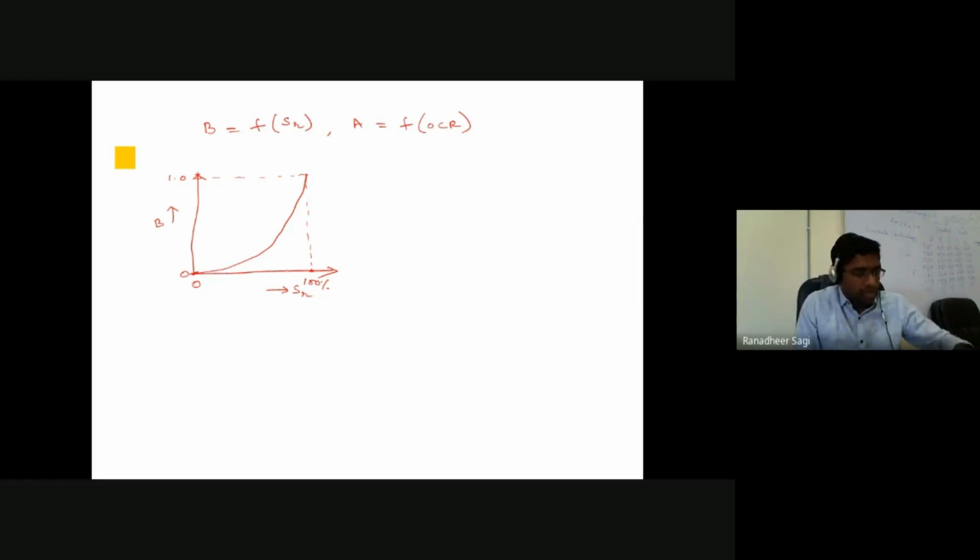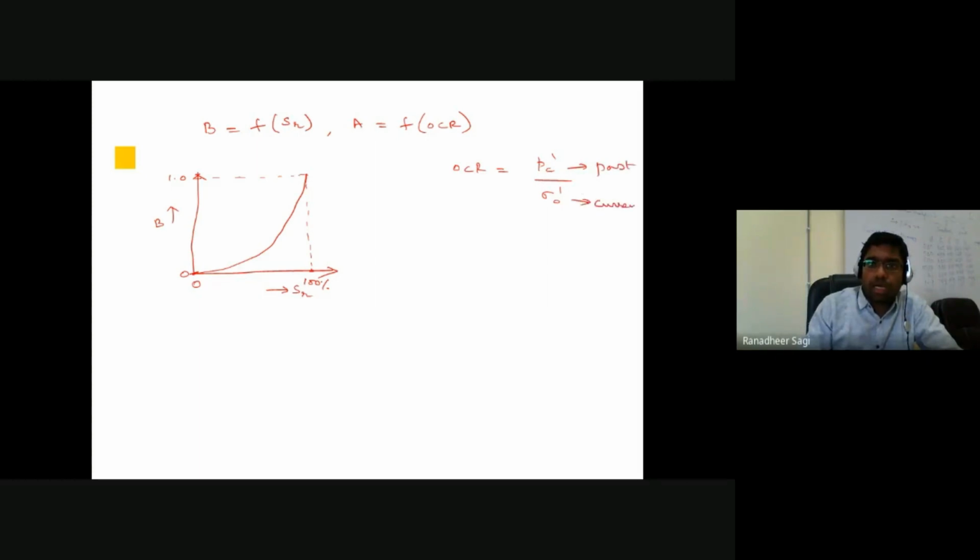Okay. Now coming to the case of your A parameter, the Skempton pore water pressure parameter, which is said to be a function of your over consolidation ratio. How do we define over consolidation ratio? We know that over consolidation ratio is defined as your maximum past pressure to that of your current effective stress. What is your maximum past pressure? I can write it as Pc dash, by current effective stress, maybe sigma naught dash, or whatever notation you are using. This is your past pressure. This is your current effective stress.